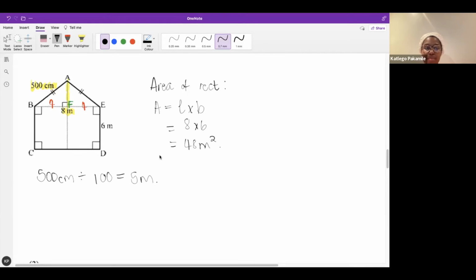Someone asks, why are you dividing by 100? Look here. We had centimeters here and meters over here. That's a problem. So we wanted the same unit. So you take centimeters, and to convert to meters, you have to divide by 100. And then you get meters.